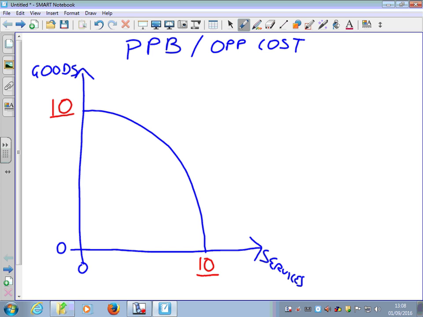Okay, so let's take somewhere in the middle. Let's take this point. Now if I go here, we can see roughly that I'm making 5 goods and 8 services. Let's just call that point A. Okay, so it means in this country that if I were to use my resources in this way, I'm producing 5 goods and 8 services. Now let's imagine that in my country suddenly I wanted to produce 8 goods. Okay, so I've gone from making 5 to 8 goods.